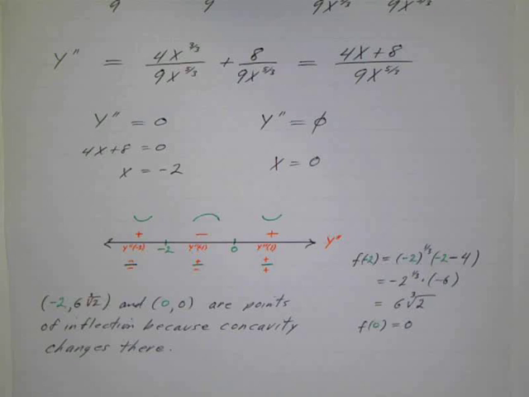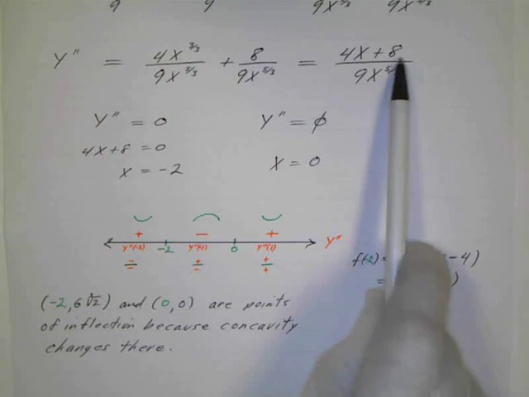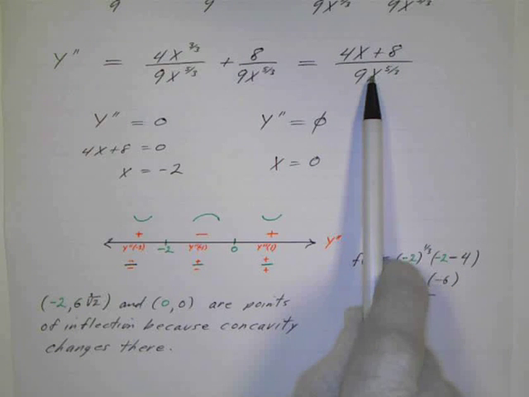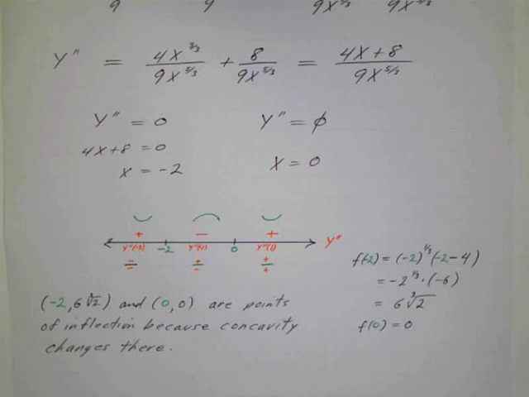That's my second derivative. And then again, I could put 1. 4 times 1 is 4, plus 8 is 12. That's going to be positive. And if I put 1 in here, +1, that's just going to be 1. So I have positive over positive, which is positive. So what I do have is changes of concavity happening here because this is positive, so it's concave up. This is negative, concave down. This is positive, concave up.